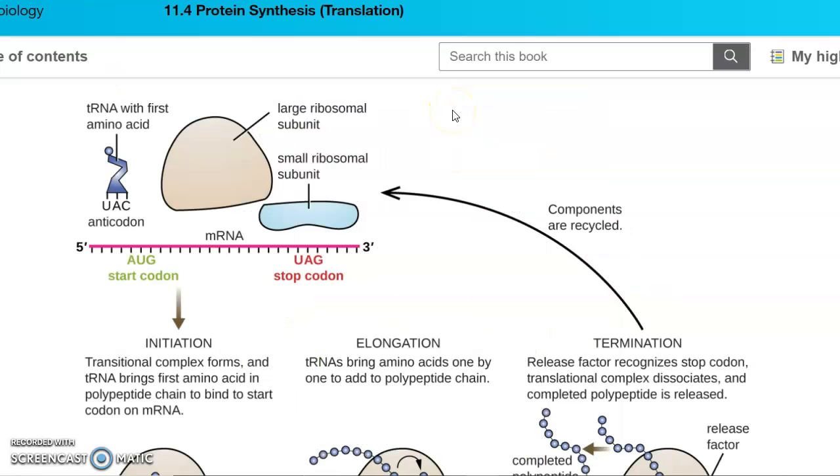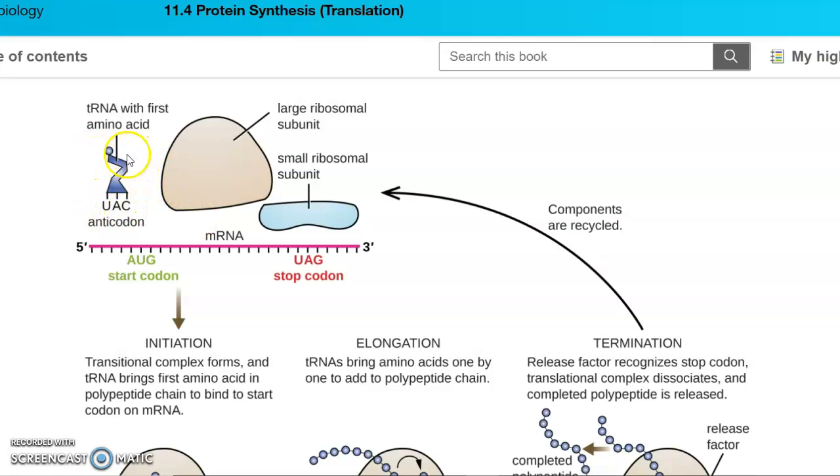When we look at the process of translation, we're really going to see the same three processes that we saw with transcription. We have initiation, elongation, and termination. What is going to be required here for this to take place is the ribosome, which is composed of a large subunit and a small subunit. We have our piece of mRNA here, where we have the AUG start codon at the 5' end and our UAG or whatever other stop codon at the 3' end.